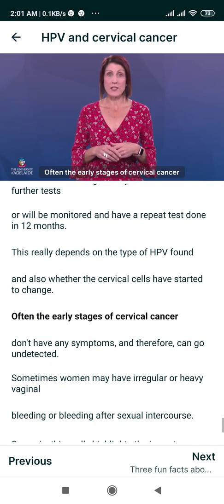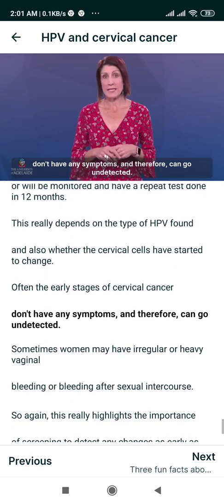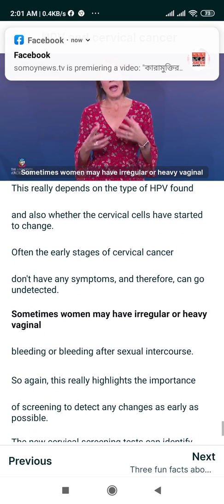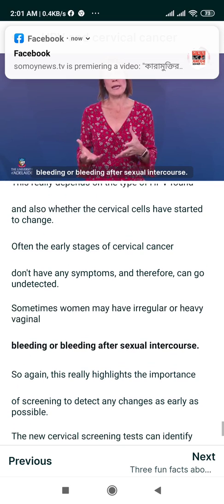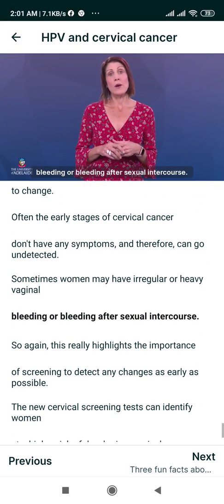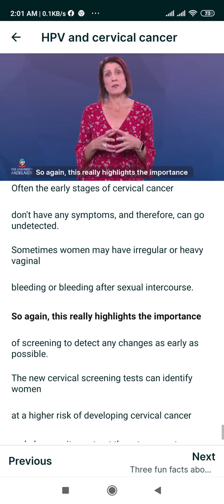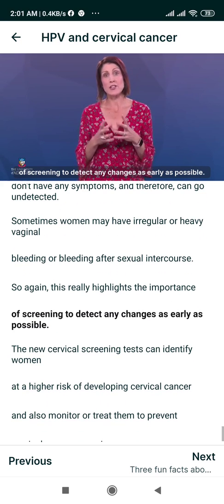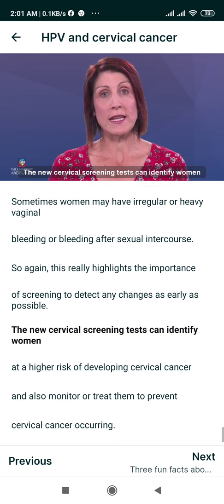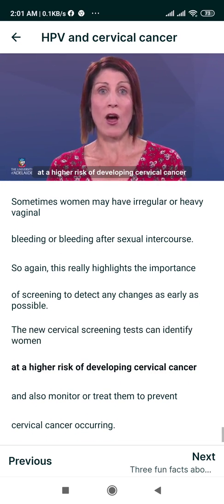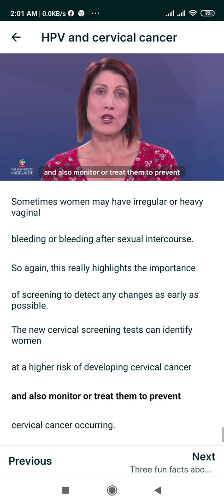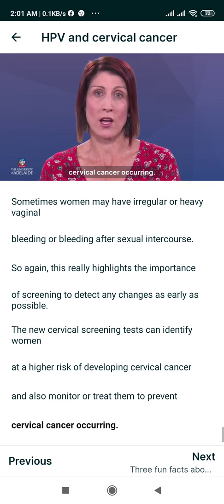Often the early stages of cervical cancer don't have any symptoms and therefore can go undetected. Sometimes women may have irregular or heavy vaginal bleeding or bleeding after sexual intercourse. So again, this really highlights the importance of screening to detect any changes as early as possible. The new cervical screening tests can identify women at a higher risk of developing cervical cancer and also monitor or treat them to prevent cervical cancer occurring.